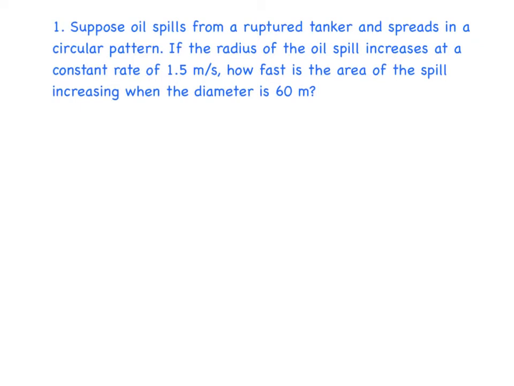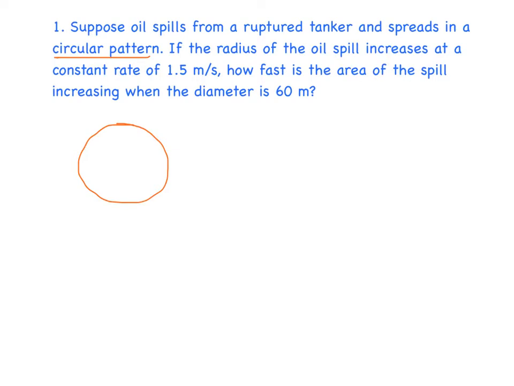Okay, the first thing we want to do is read through and make sure that we understand what shape we are dealing with. So here it says that the oil is spilling and spreading in a circular pattern. So clearly we're talking about a circle here. All right. And so read through it again and find out, what are we talking about with that circle? Are we talking about the circumference? Are we talking about the area? What formula do I need?